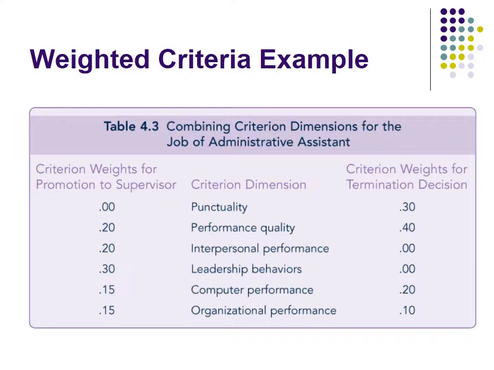So here's just a quick example of a weighted criteria, and it's the same criterion dimensions in both cases. So this is, again, a job for an administrative assistant, and we've got some criteria dimensions right down the middle. Punctuality, performance quality, interpersonal performance, leadership behaviors, computer performance, and organizational performance in general. Now, each one of these, let's imagine, is simply being rated by a manager or a supervisor on a 1 to 5 scale. If we were using these for developmental purposes, we wouldn't need weights. We would just look to see what were they doing really well with and what were they doing poorly with. If they were doing poorly in some area, we would think about how do we actually change that then?